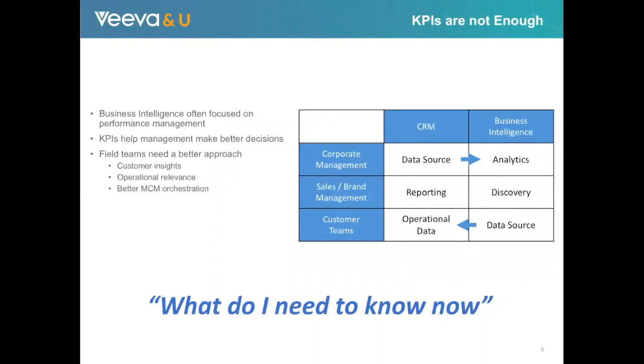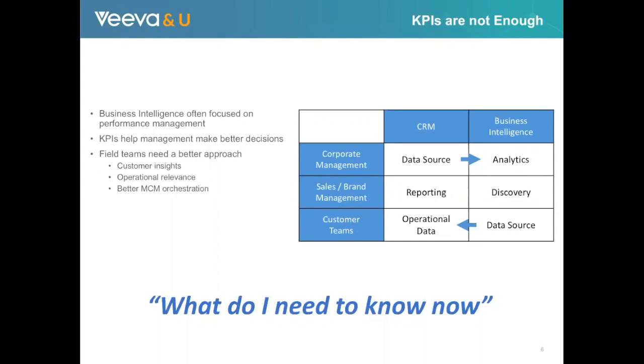But one of the challenges has always been that providing information back to the field has often been seen as a business information or business intelligence responsibility, and often it's based around sets of KPIs, effectively performance metrics. Now, what's important to remember is KPIs are really important. They're critical for helping management teams make better decisions. How is one part of the organization performing versus another? Are we getting the most out of the channels that we're investing in?